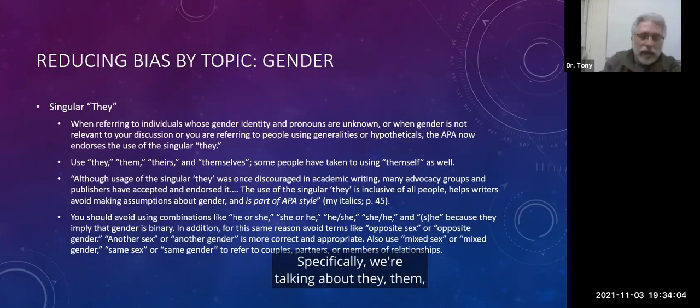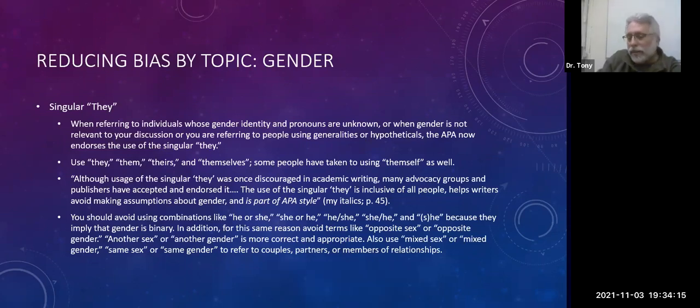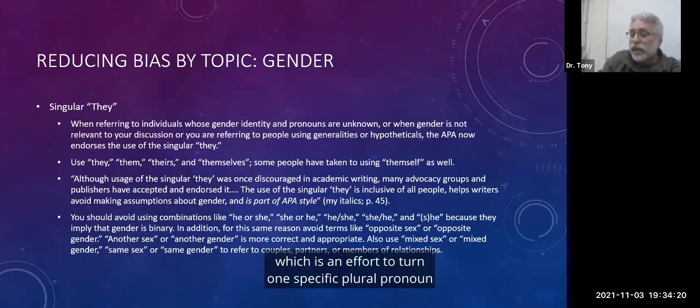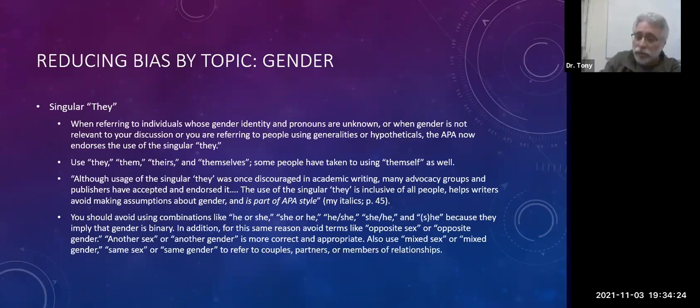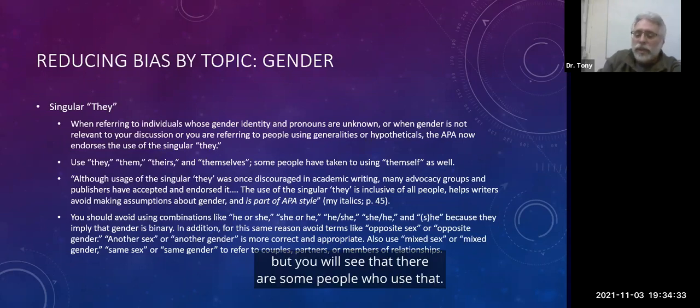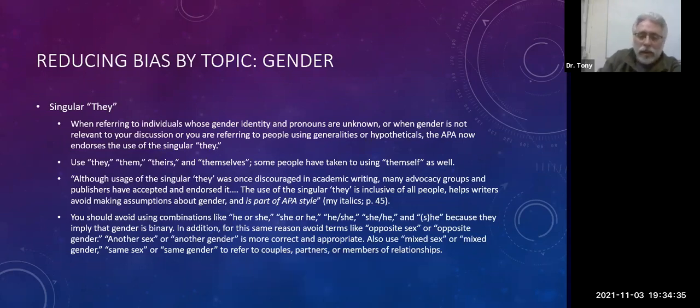Specifically, we're talking about they, them, theirs, and themselves, which are the standard common plural pronouns. I've seen some people use themself, which is an effort to turn one specific plural pronoun into a singular. I don't particularly like it. I don't think it works very well. I think themselves is just fine. But you will see that there are some people who use that.